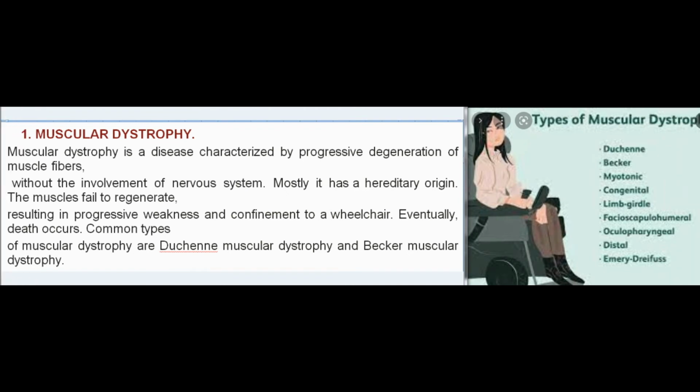1. Muscular dystrophy. Muscular dystrophy is a disease characterized by progressive degeneration of muscle fibers, without the involvement of nervous system. Mostly it has a hereditary origin. The muscles fail to regenerate, resulting in progressive weakness and confinement to a wheelchair. Eventually, death occurs. Common types of muscular dystrophy are Duchenne muscular dystrophy and Becker muscular dystrophy.